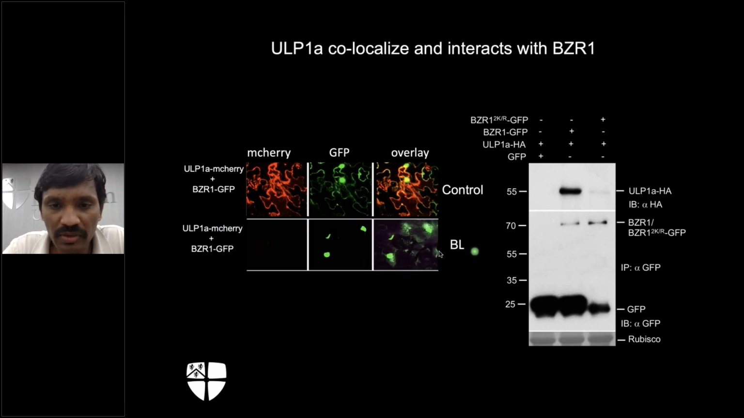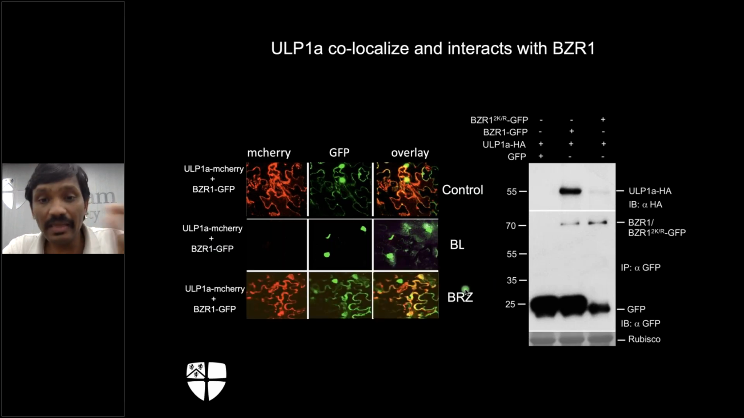Whereas when you treat with brassinosteroid, which activates the brassinosteroid signaling pathway, it degrades the ULP1a. So you can't see any ULP1a here, whereas BZR1 goes into the nucleus. And then when you have BRZ, which is an inhibitor of brassinosteroid signaling, you get accumulated ULP1a, and most of the BZR1 stays back in the cytoplasm, and they could co-localize together.